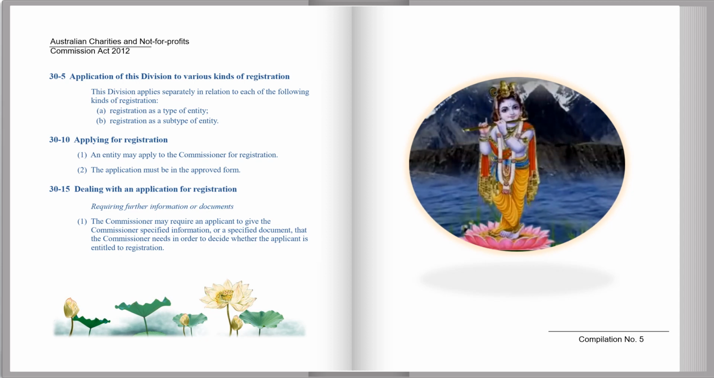30-5. Application of this division to various kinds of registration. This division applies separately in relation to each of the following kinds of registration. A. Registration as a type of entity. B. Registration as a subtype of entity.